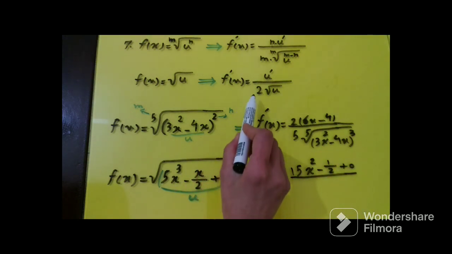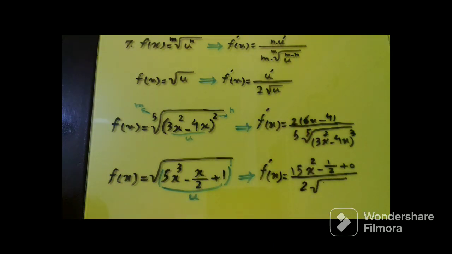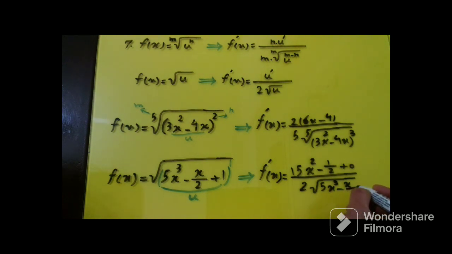Now for down, you should put 2 times radical u. Just repeat u: 5x cubed minus x over 2 plus 1.